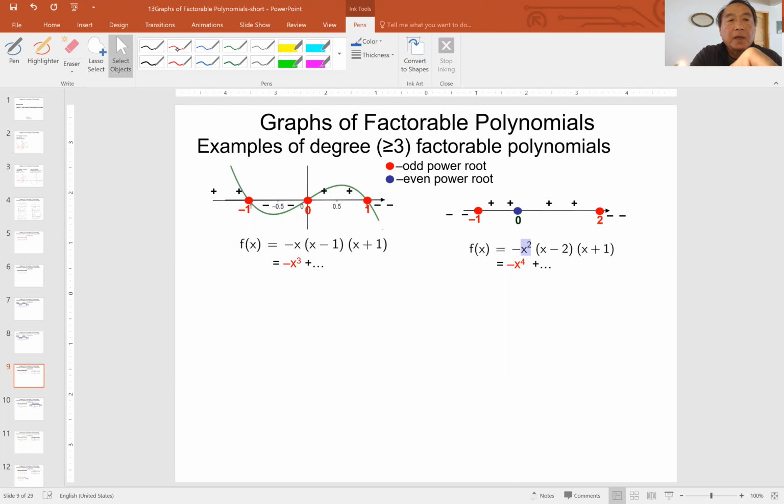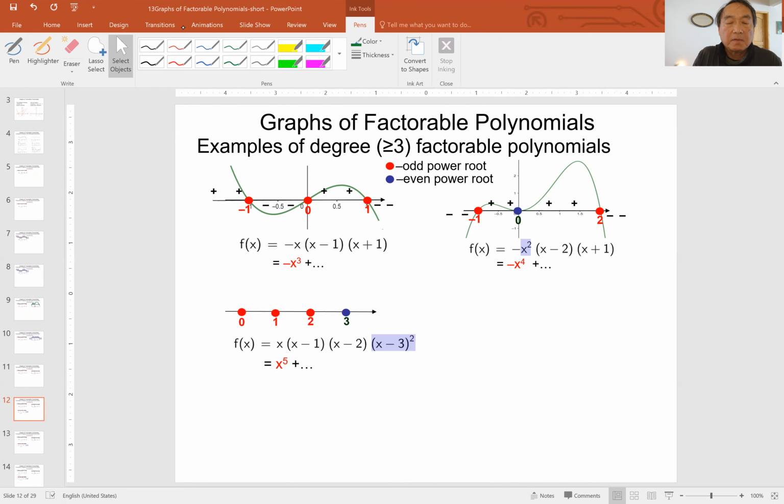And here we have another one. Notice now at the point 0, we have a second power, which is an even power. And at an even power, the signs on both sides stay the same. Hence, the graph for this one must go from negative to positive and go back to positive and come back again. This is the graph of the second formula over here.